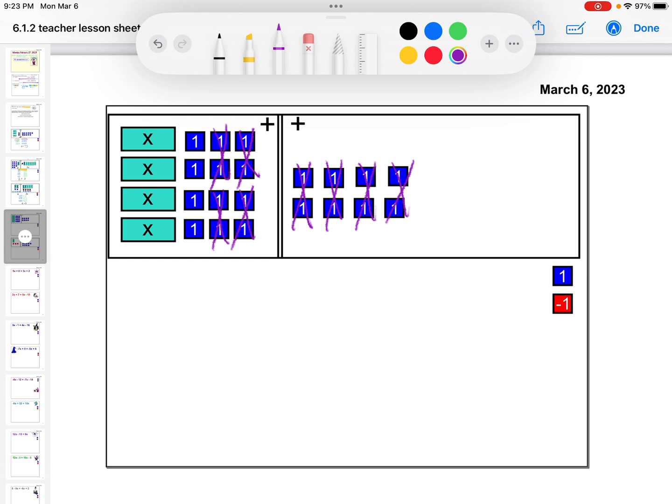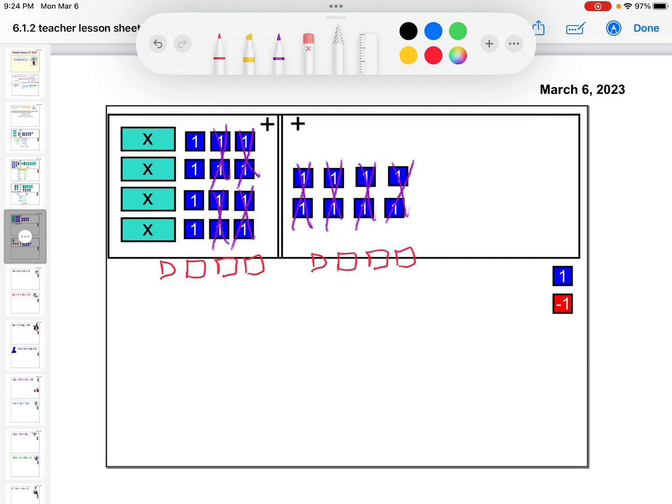Okay, so what do I have right now? Let's kind of regroup here for just a second. I have 4 x tiles here. I have 4 here, and I also have nothing over there, right? Well, as we talked about before, I want to move those tiles over. So in this case, I'm going to put 4 -1 unit tiles over here on that left side because they will 0 pair out, right?